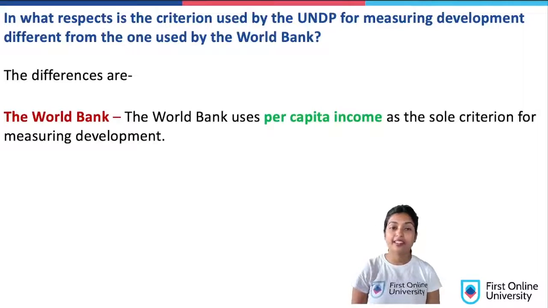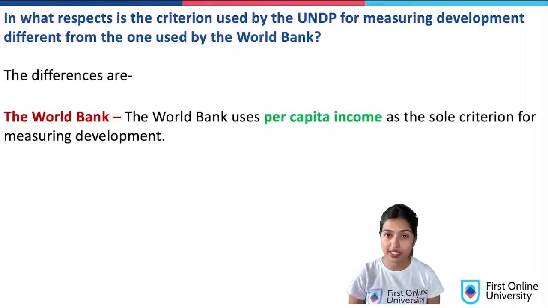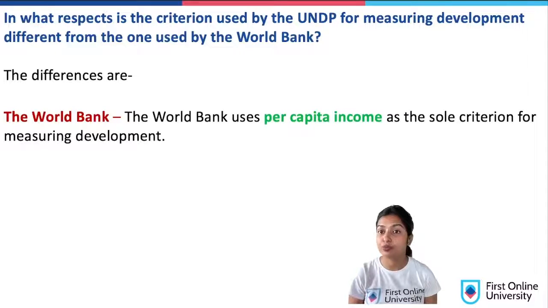In what respect is the criterion used by the UNDP for measuring development different from the one that is being used by the World Bank? So we need to see what differences there are in the methodology used by UNDP and World Bank. So let us see the World Bank. The World Bank uses per capita income as the sole criterion for measuring development.